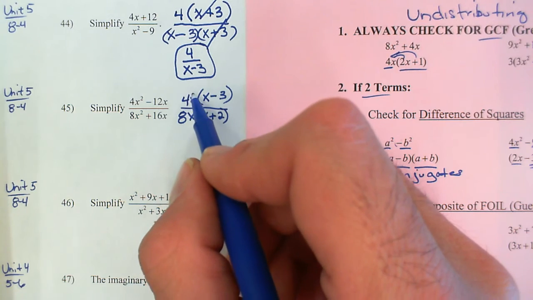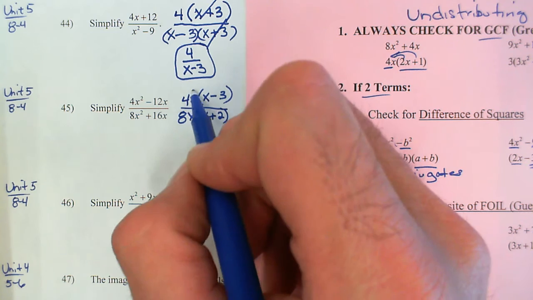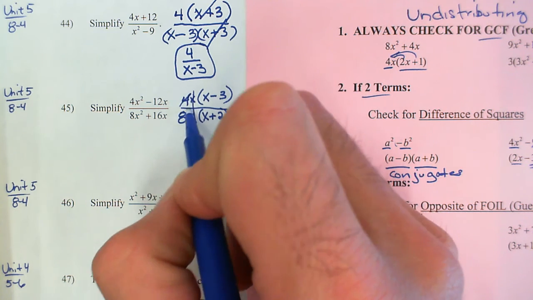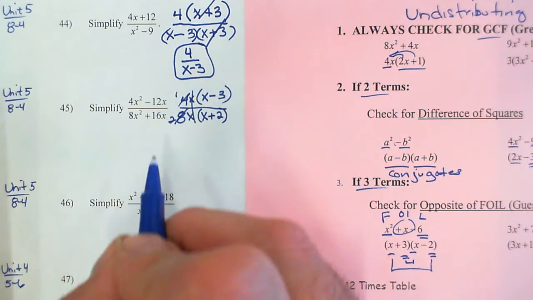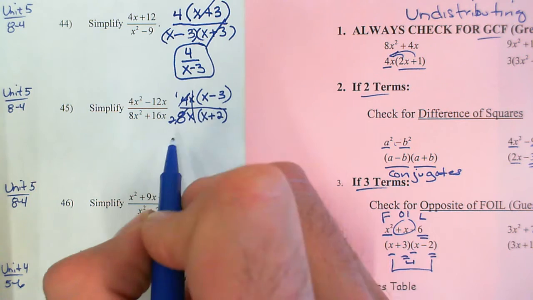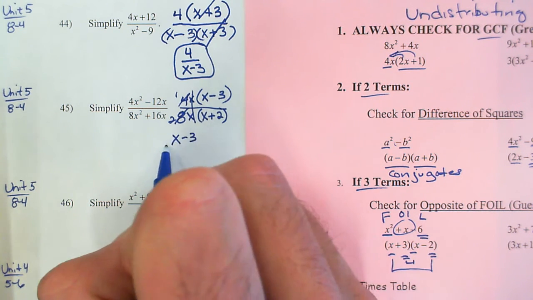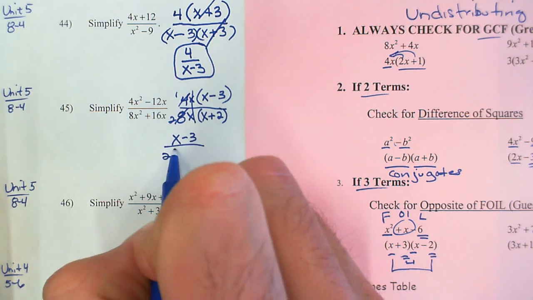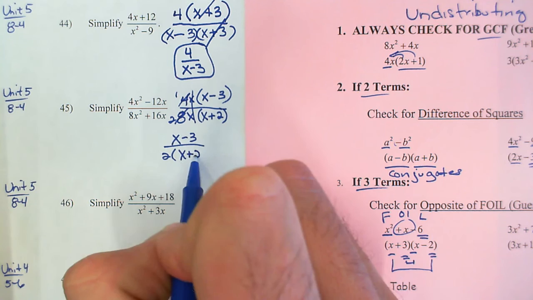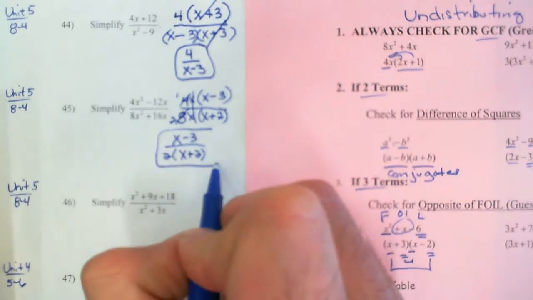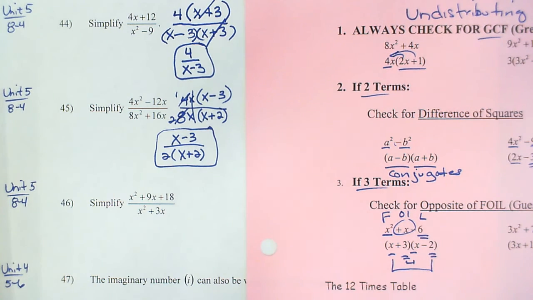So it looks like these aren't going to cancel, but how many 4x's are there in 8x? Well, the x's are going to cancel, and 4 over 8 is 1/2. So on the top, looks like we've got 1 times x minus 3, which is just x minus 3, over 2 times x plus 2. So there's your simplified fraction on 45.